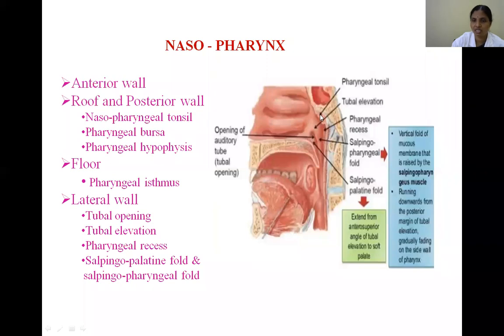So there is no demarcation between the roof and posterior wall. The roof is just continuous with the posterior wall. Then there are various important features we can see in this roof and posterior wall.